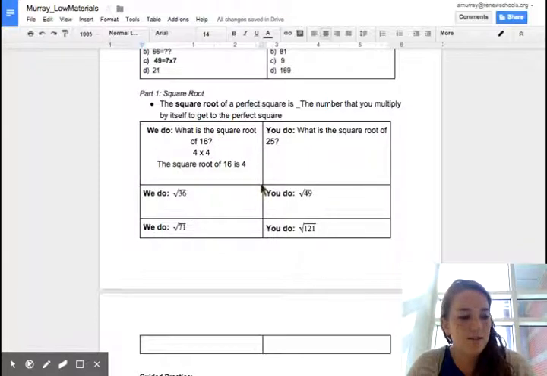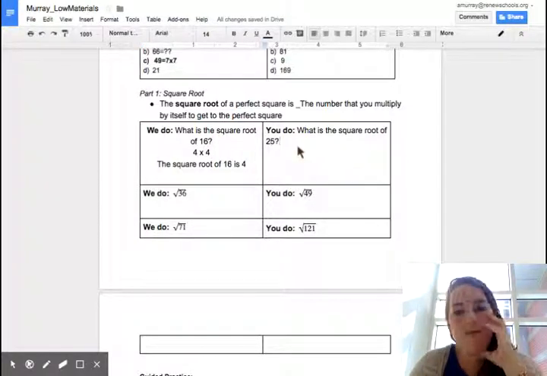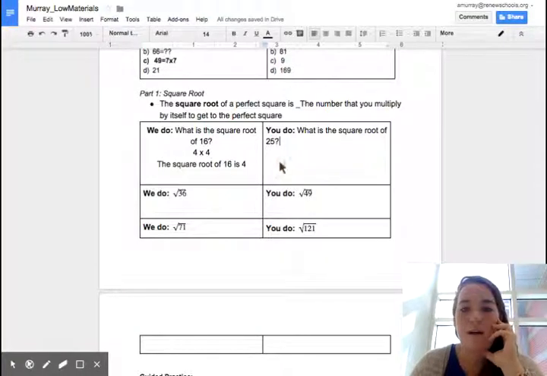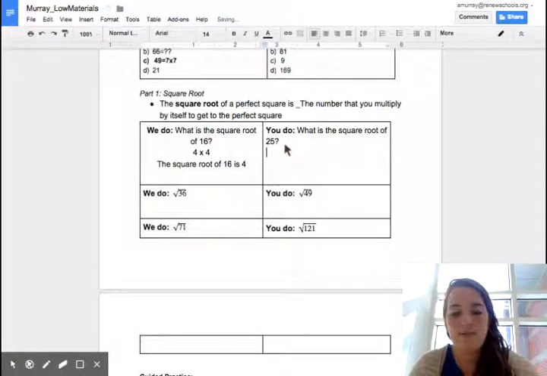Now let's look at the next one. What is the square root of 25? What number can we multiply by itself to get to 25? Right, 5. So the square root of 25 is 5.